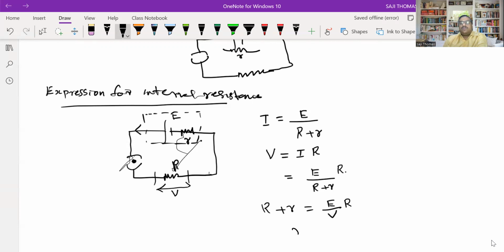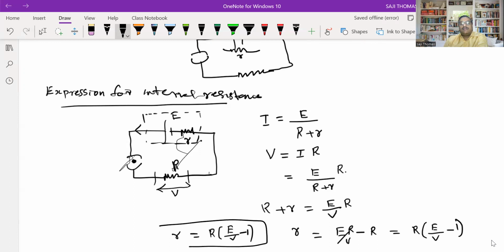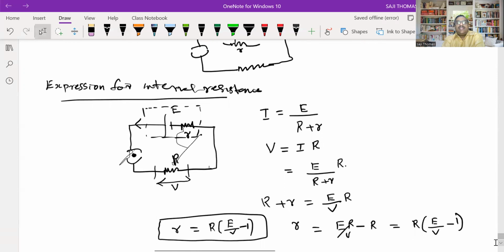Now you can find out small r, the internal resistance: E by V into R, minus capital R. So you are getting capital R into (E by V minus 1). So this is the equation for the internal resistance of a cell: r equals R into (E by V minus 1). Here E is the EMF, V is the terminal potential difference.